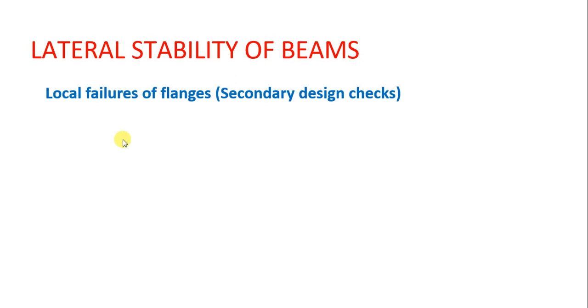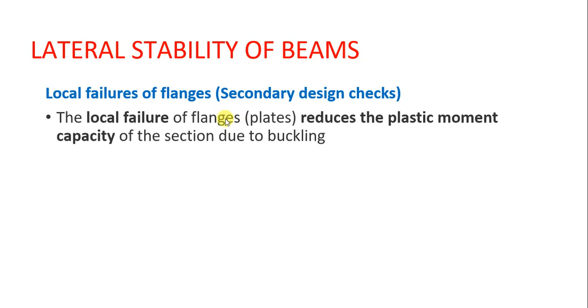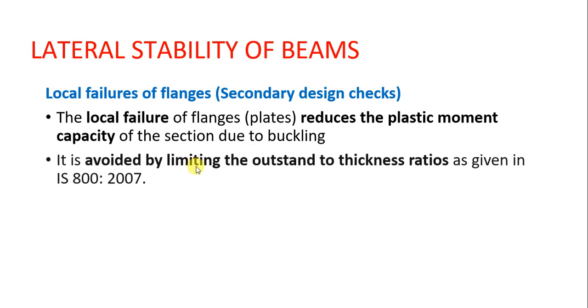So, seeing in detail local failure of flanges, it is nothing but secondary design checks. The local failure of flanges or plates reduces the plastic moment capacity of a section due to buckling. So it is avoided by limiting the outstand to thickness ratios as given in IS 800 2007.